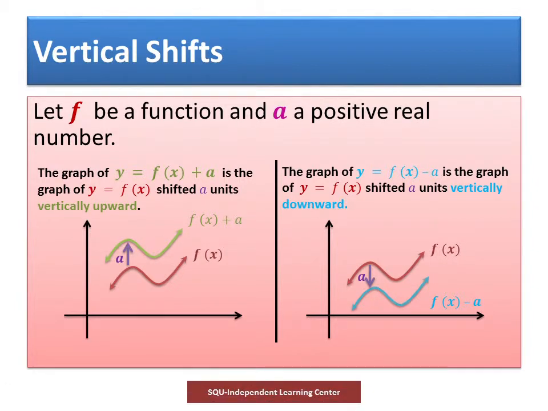Okay, so if we have a look at both graphs and we see the f of x in red in both figures, to the left hand side I get f of x plus a by vertically shifting f of x a units upwards, while in the figure to the right hand side we get f of x minus a, which is in blue color, by vertically shifting f of x downwards a units.